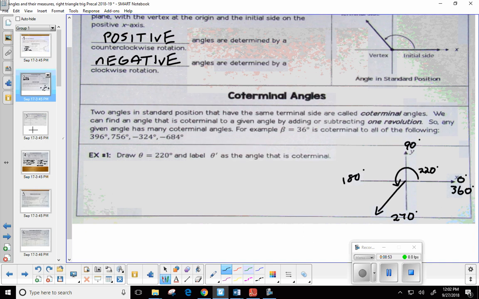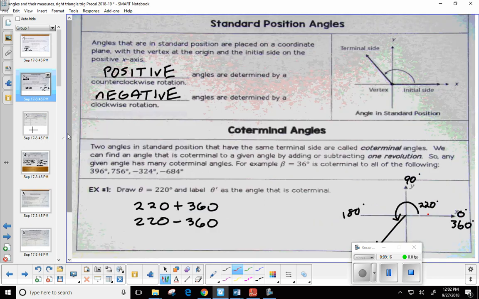So all I really have to do is take 220 and do two things. I'm going to add 360, and then I'm going to take 220 and do what? Subtract 360. And let's see what this looks like visually. So if I start here, what do we call this again when I start on the positive x? That's standard position. Okay. Where you start to rotate from, whether clockwise, counterclockwise, that's going to be standard position.